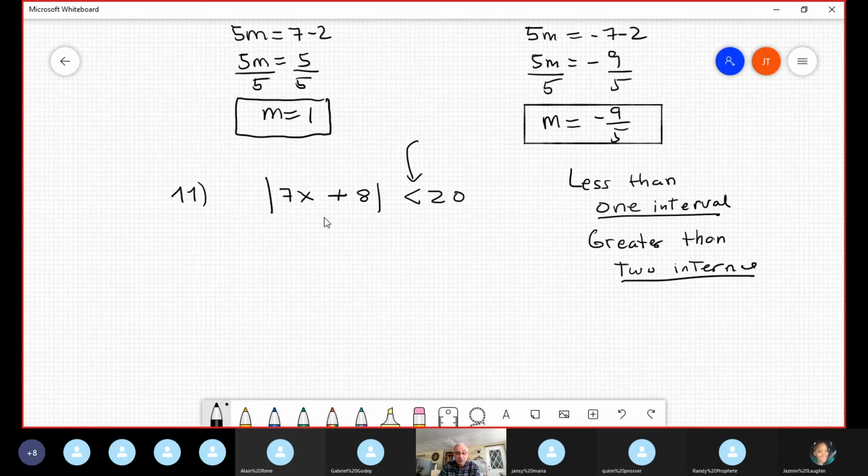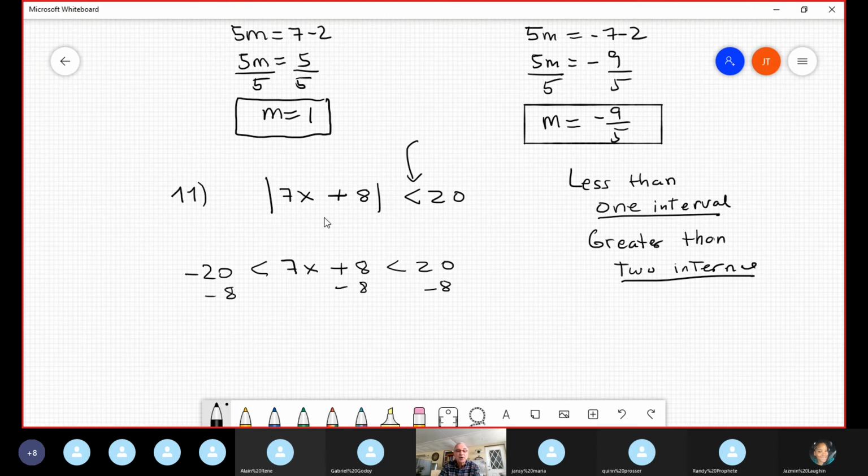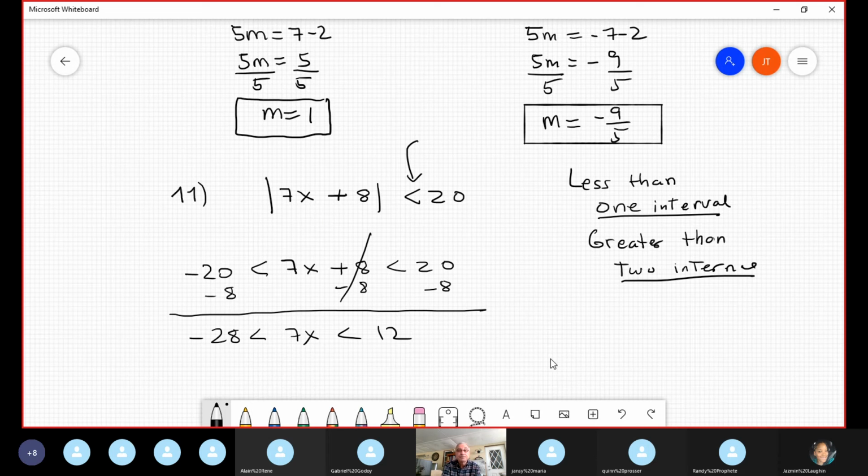But how do you set up and convert this inequality into one equivalent inequality or compound inequality? You copy 7x plus 8 one time, and this is in between 20 and negative 20. Subtracting 8, because I want to solve for x, so minus 28, 7x, this is canceled, that was the intention, and this is 12. Finally, divided by 7.